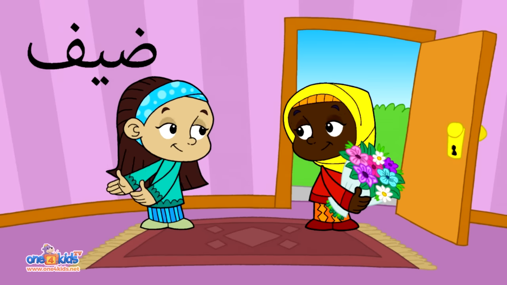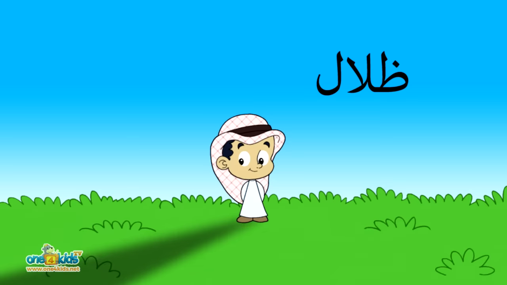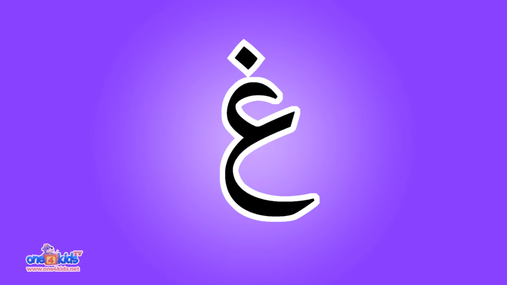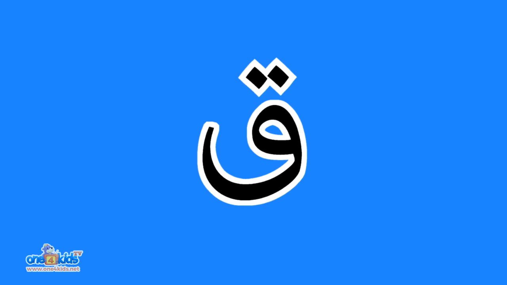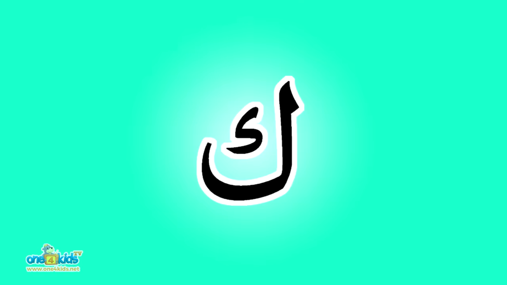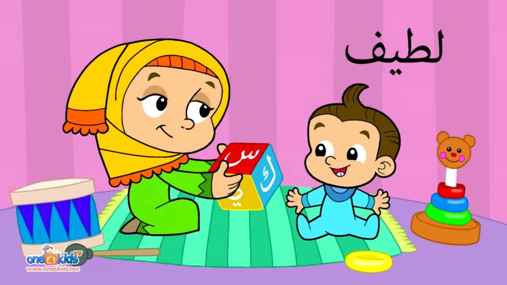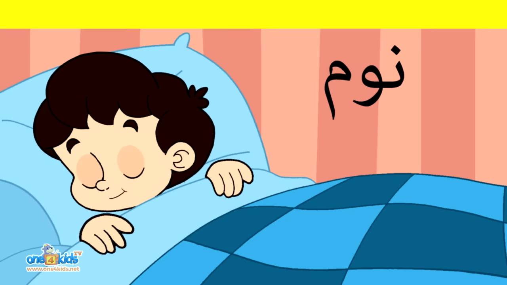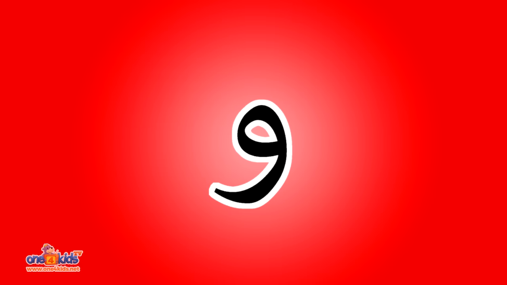Dad is for Daif, and Ta for Tahara. Zha is for Zilal, Ain is for Ibadah, Ghain is for Ghafur, and Fa is for Fatiha. Qaf is for Quran, Kaf is for Kitab, Lam is for Latif, and Mim is for Medina. Nun is for Noor, Ha is for Hidayah, Waw is for Wadud, and Ya is for Yawmuddin.